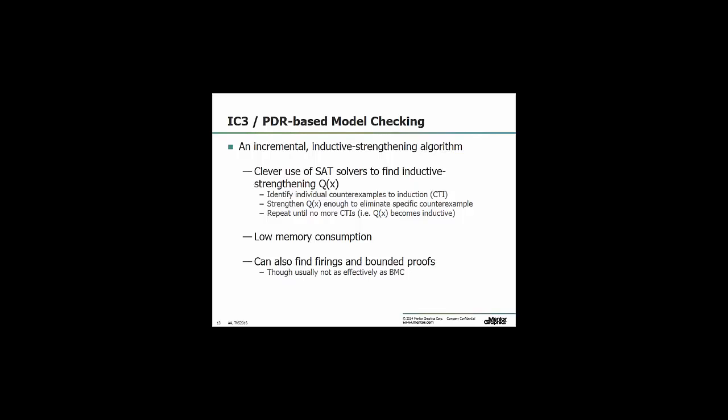One is called IC3, and the other is called PDR. PDR stands for Property Directed Reasoning. IC3 is an inductive way to find this helper invariant. I will explain it a little bit.